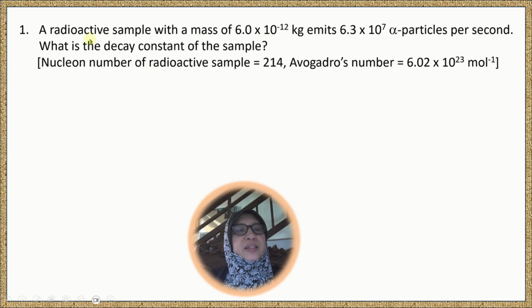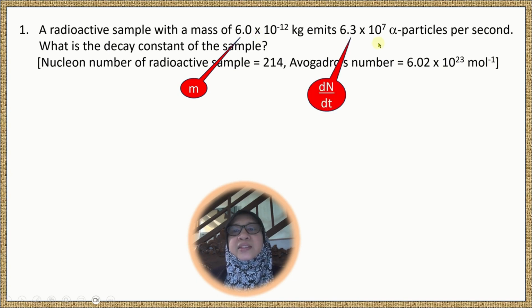Okay, question 1. A radioactive sample with a mass of 6.0 times 10 to the power of negative 12 kilogram emits 6.3 times 10 to the power of 7 alpha particles per second. What is the decay constant of the sample? Given that the nuclear number of the radioactive sample is 214 and Avogadro's number is 6.02 times 10 to the power of 23 per mole. So this is the mass and this is dN by dt, which is the number of alpha particles per second.